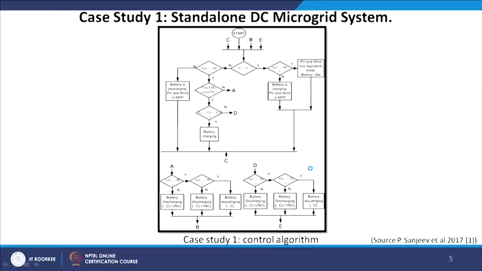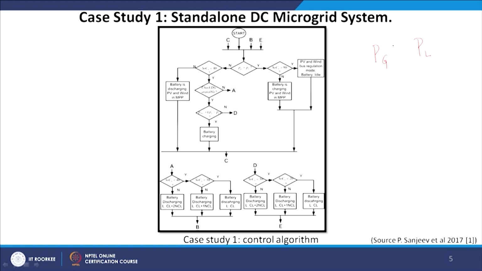Now, this is one of the control algorithms which has been developed for a DC microgrid system. Now, let us go carefully step by step. Let us say my load is PL and the generation is PG.